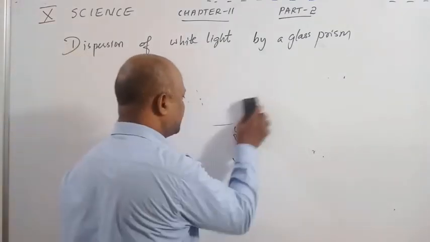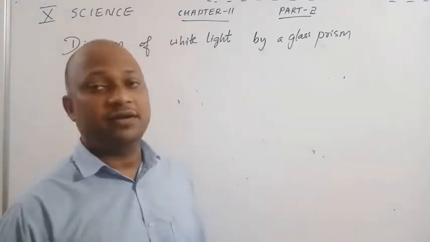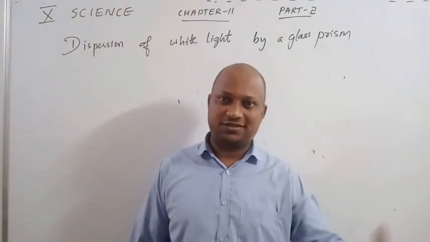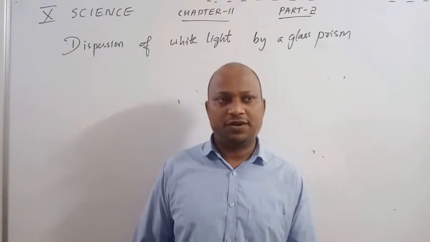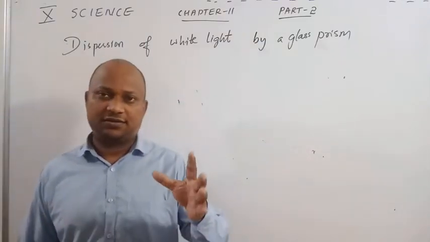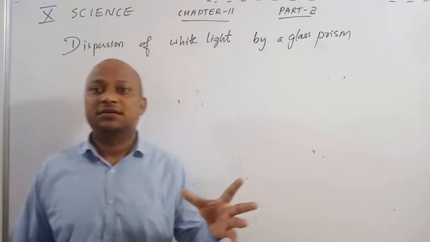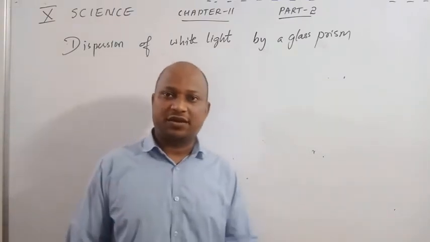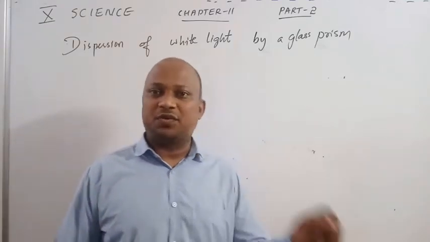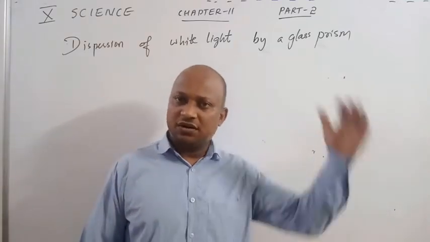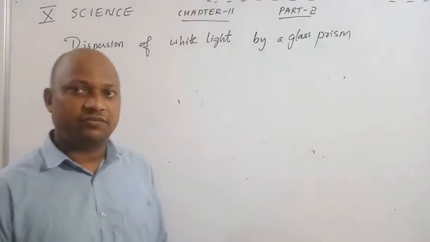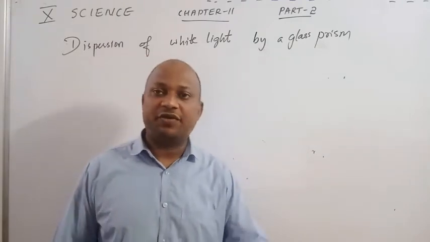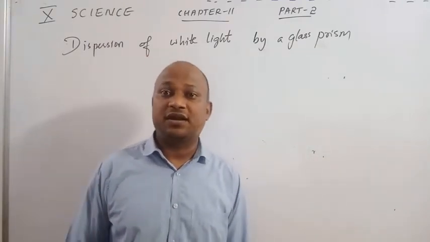So for different frequencies of light, the refractive index is slightly different, because of which the light splits, because different deviation is there. So greater refractive index, greater deviation. Smaller refractive index, smaller deviation. So different colors have different deviation. When they deviate differently, they get into different paths, and when they get into different paths, we can see them as different colors.